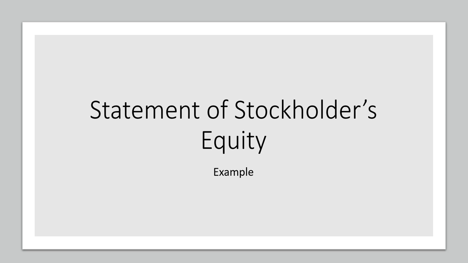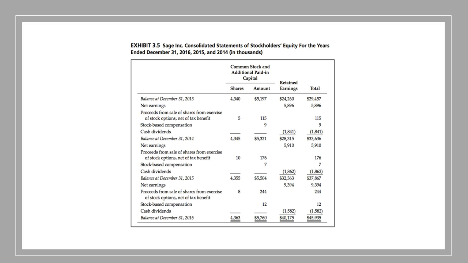The last item I'll address here is going to be the statement of stockholders' equity. This is a reconciliation statement, essentially. So we look at the one for Sage Inc. from the book. And again, what we have is a couple of columns, and there's several ways that people present this. But here, we have the shares in one column, the amount in another column, and then a column for retained earnings. And then what we do is we go through and we track the activity over time.